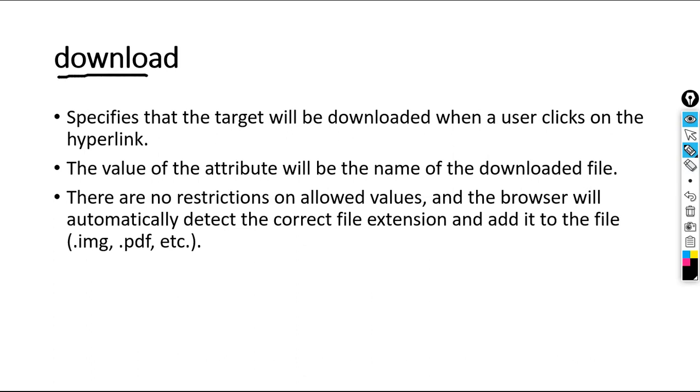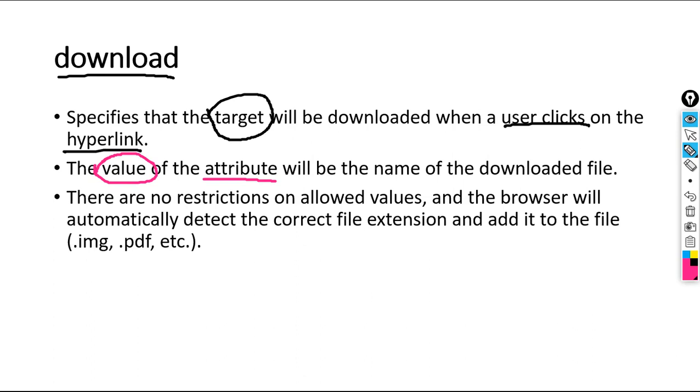So basically what these 3 points are telling is that download attribute specifies target that we want to download when user clicks on hyperlink. Okay, and what will be the name of downloaded file? Downloaded file's name will be the value of what? Download attribute, correct?